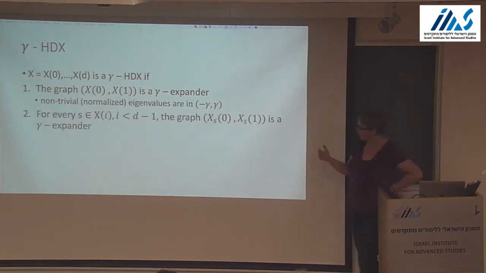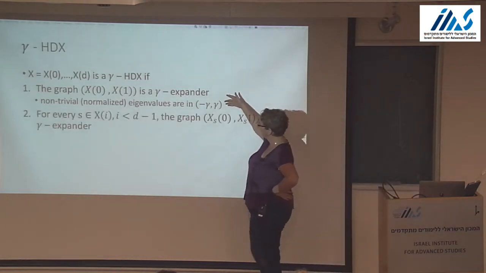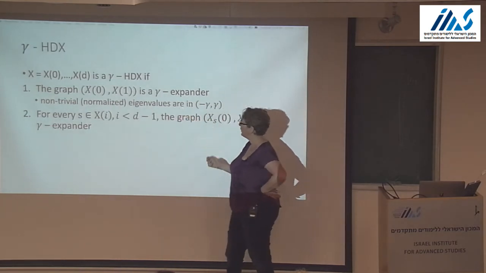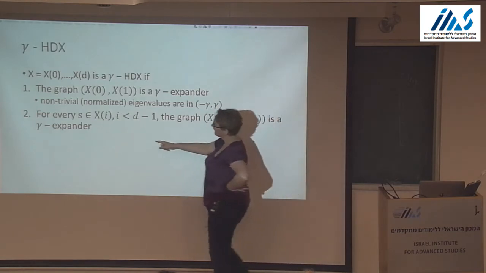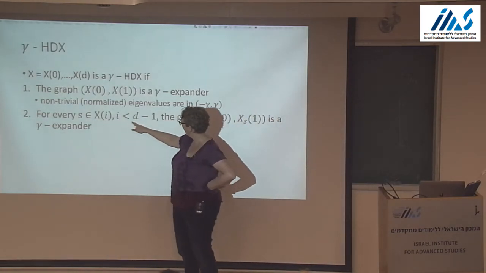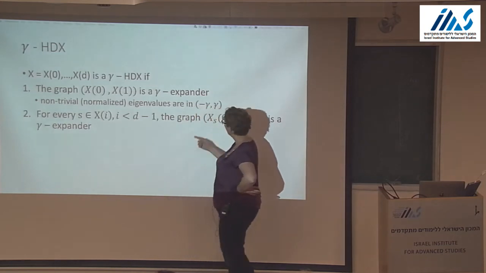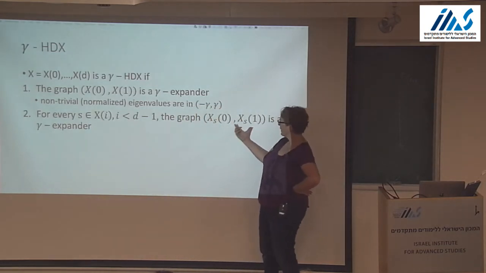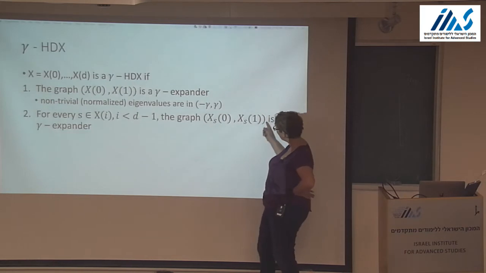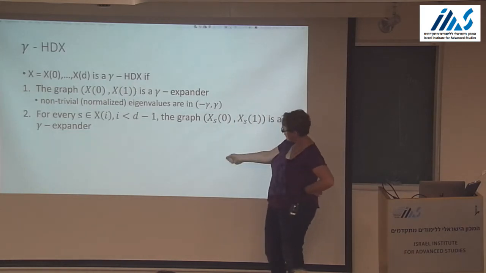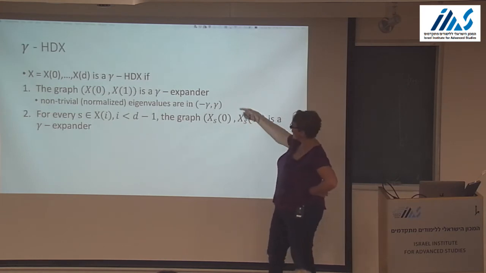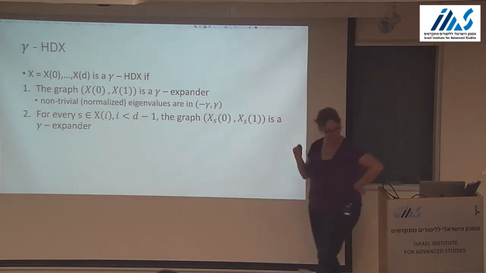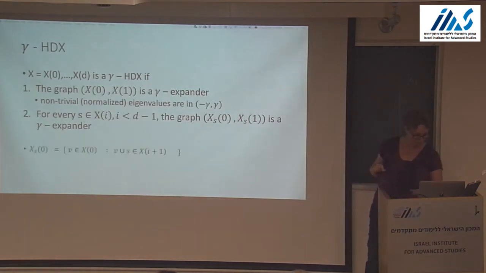What about a higher dimension? We want this to be the case for X_0 and X_1. And also, there is a local link condition. The local link condition says that for every face S in X_i, for any i less than d minus 1, the link of S is something interesting. This is the one skeleton of the link of S. And for people who don't know what this is, I'll define it now. You want the one skeleton to be a gamma expander. All the non-trivial eigenvalues are between minus gamma and gamma. So what is this X_S? Let me just do the whole thing.